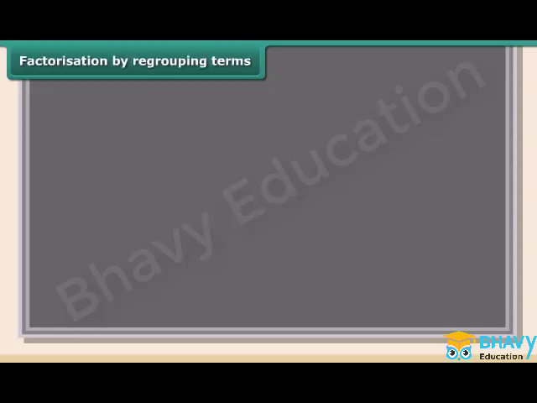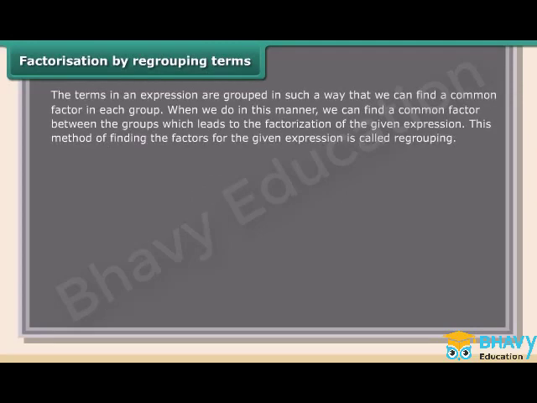Factorization by regrouping terms. The terms in an expression are grouped in such a way that we can find a common factor in each group. When we do in this manner, we can find a common factor between the groups which leads to the factorization of the given expression. This method of finding the factors for the given expression is called regrouping.